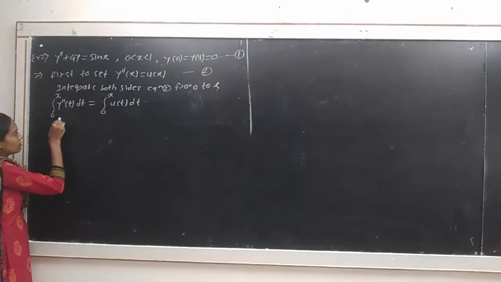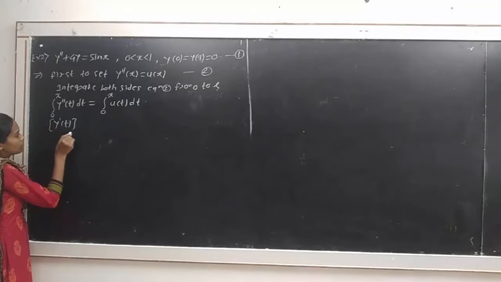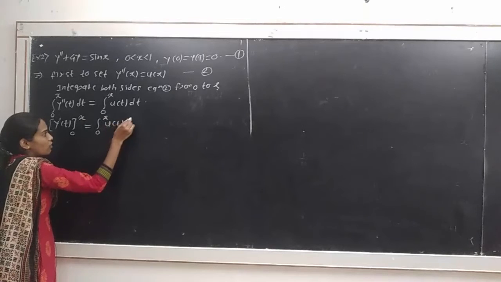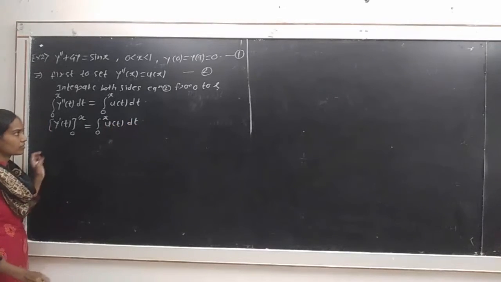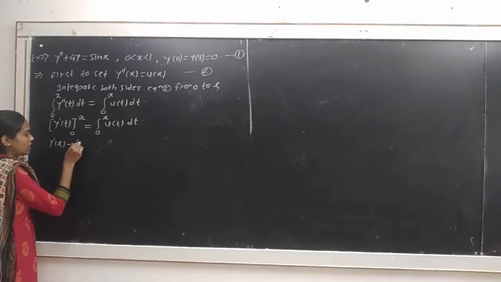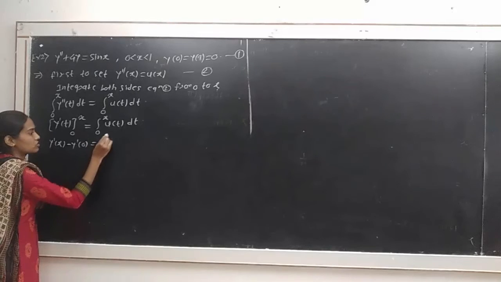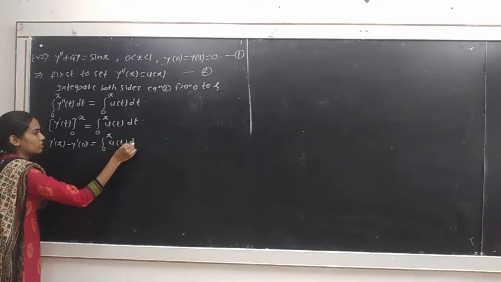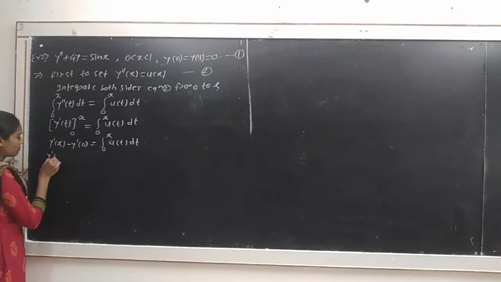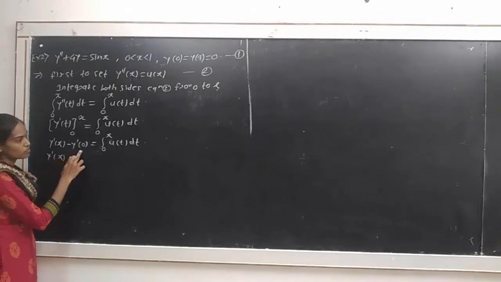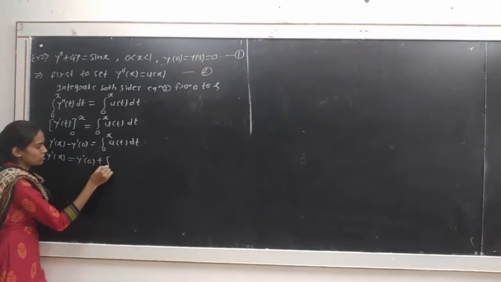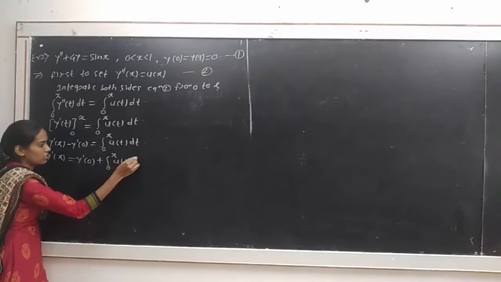Integration of y double dash of t will be y dash of t from 0 to x, is equal to integration from 0 to x of u of t dt. Then by putting limits, we get y dash of x minus y dash of 0 is equal to integration from 0 to x of u of t dt. Then for y dash of x, we shift this y dash of 0 to this side, and we get y dash of 0 plus integral from 0 to x of u of t dt.